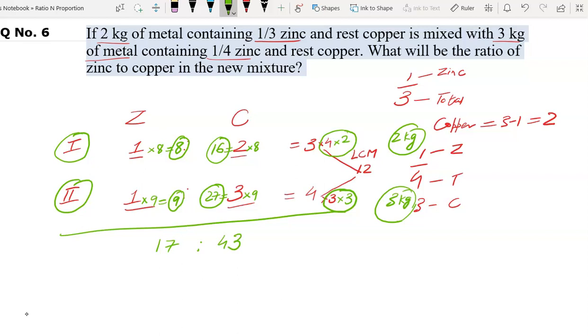So if 2 kg of metal containing 1/3 zinc and rest copper is mixed with 3 kg of metal containing 1/4 zinc and rest copper, the ratio of zinc to copper in the new mixture is how much? 17:43. And this is our answer.